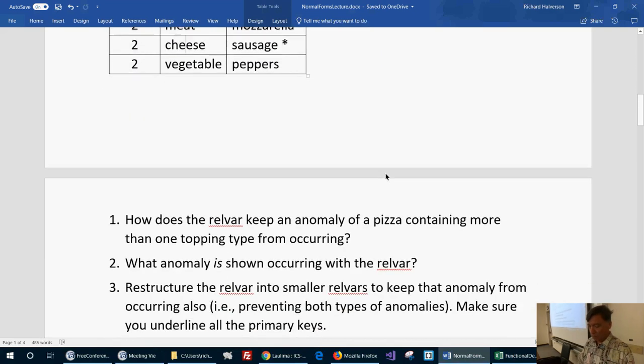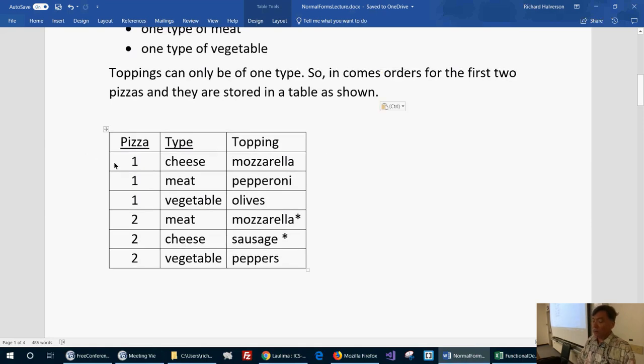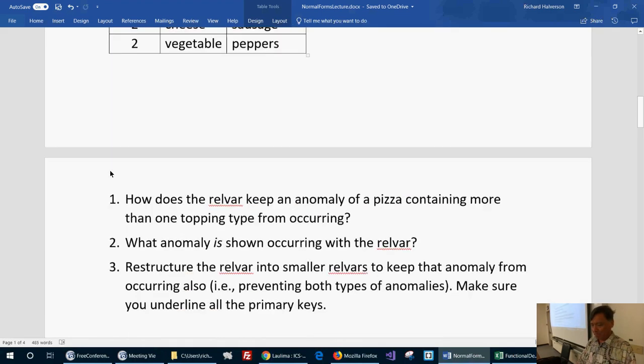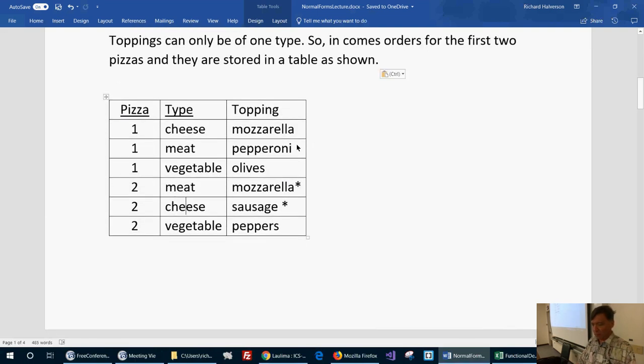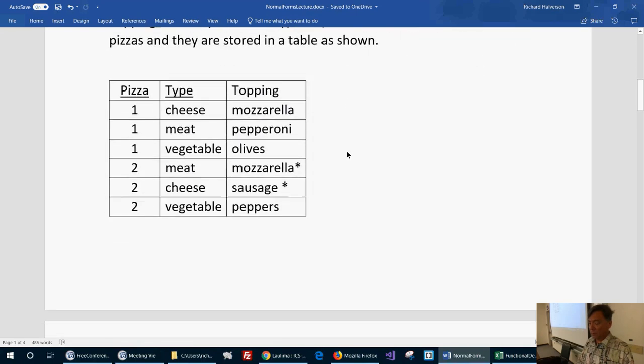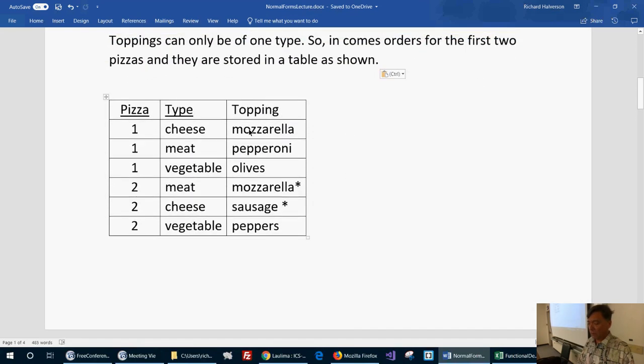However, if you look closely, so this is in BCNF. Is it in BCNF? No, it's not in BCNF, because all of the functional dependencies are not implied by the keys.